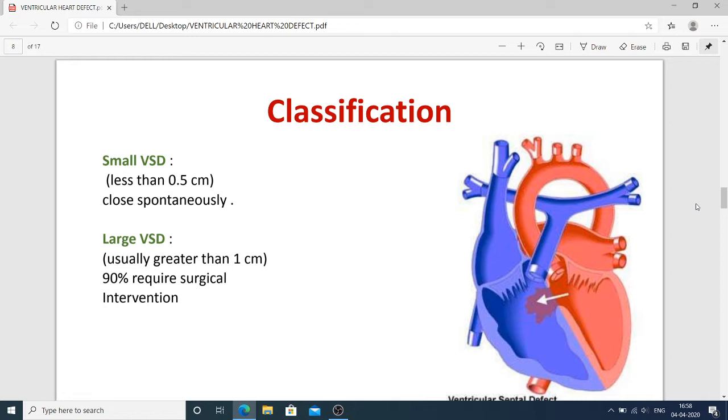Next is classification. It is small VSD and large VSD, depending on its size in centimeters. If it's less than 0.5 centimeter, then it's small VSD and it closes naturally. No need for surgery. Then large VSD, usually greater than 1 centimeter, 90% require surgery.